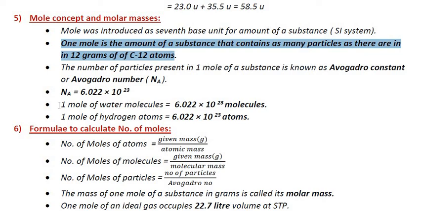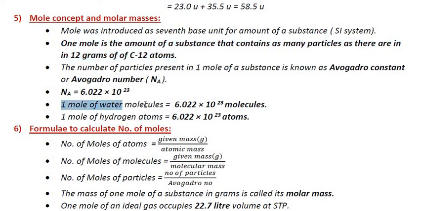Now if we talk in terms of molecules, 1 mole of water molecules will contain 6.022 into 10 to the power 23 molecules. If we talk in terms of atoms, again 1 mole of hydrogen atoms is equal to 6.022 into 10 to the power 23 atoms. So whether we are talking in terms of particles like molecules or atoms, it gives us the exact number of particles that 1 mole of any substance would have.